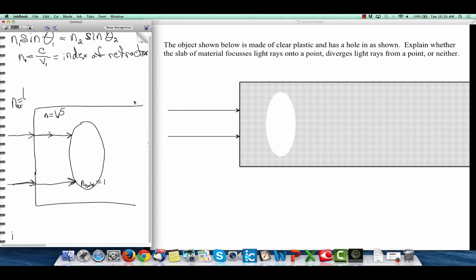What do you do first? Well, you draw a perpendicular line. There's an interface, so you draw a perpendicular line to that interface. This interface, perpendicular line, looks like that. I'm probably not drawing very well, but you'll get the main idea. If it went straight through, it would go like that. It does not go straight through.